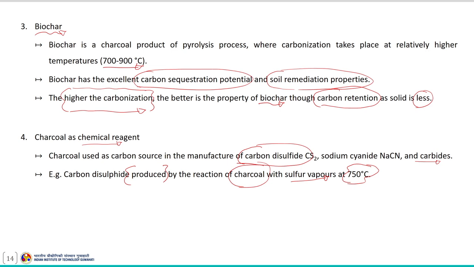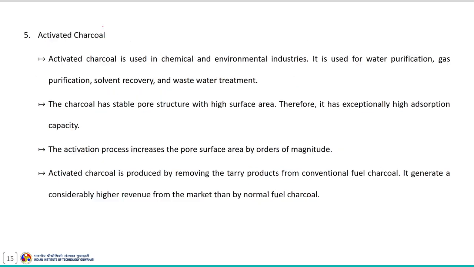So this charcoal is also used in the chemical industries to produce carbon disulfide, and this is the process which is used to produce the carbon disulfide from the charcoal. And activated charcoal is one of the most widely used products for various applications. Activated charcoal is used in the chemical and the environmental industries. It is used for water purification, gas purification, solvent recovery and wastewater treatment as well.